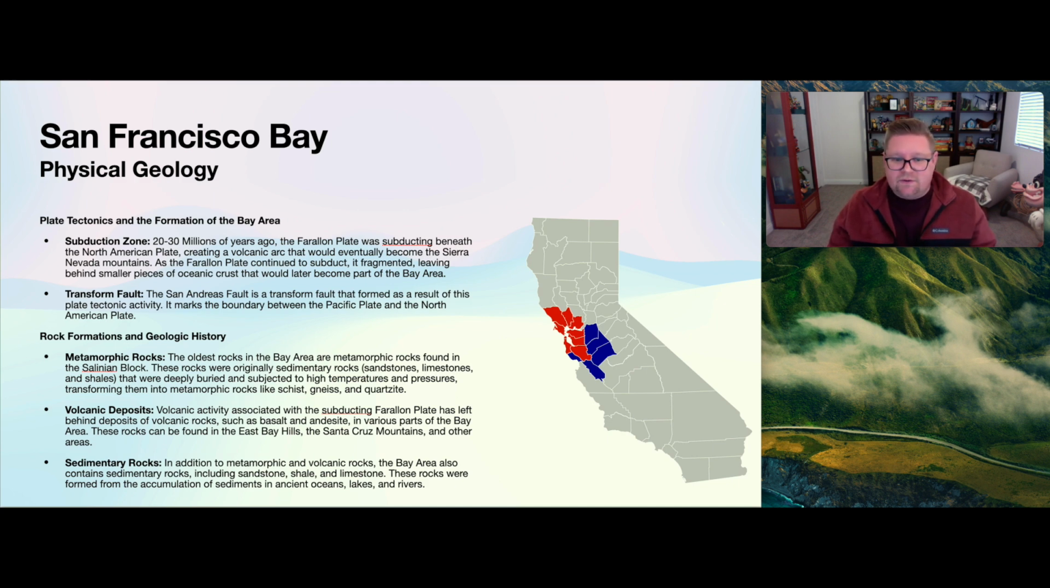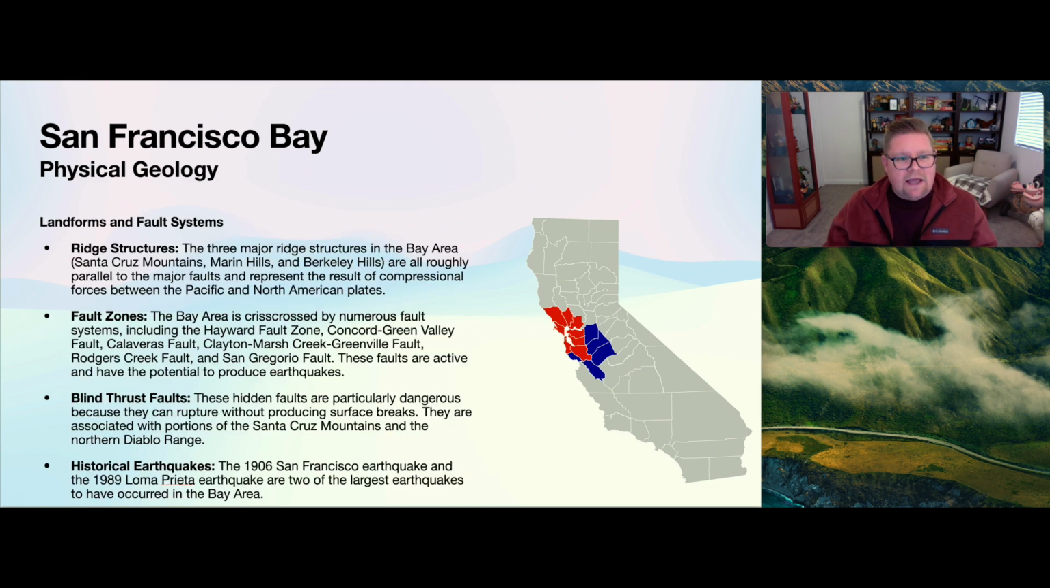In addition to these other types of rocks, the Bay Area and this whole region is also made up of sedimentary rock, including sandstone, shale, and limestone. These rocks were formed from the accumulation of sediments in ancient oceans, lakes, and rivers. We find that this is because there's a delta environment when it comes to a lot of our rivers that dump all of that material, all the water, and the grains that are within that water out into that bay area.